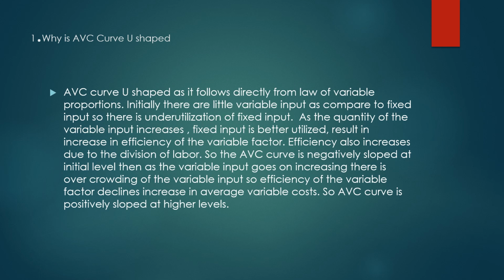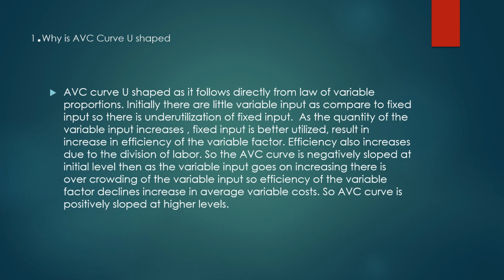Okay, so the first question is, why is the AVC curve U-shaped? This is a very important question, and this question comes now and often. The AVC curve is U-shaped because it follows directly from the law of variable proportion. Initially there is very little variable input as compared to the fixed input, so there is an underutilization of the fixed input.